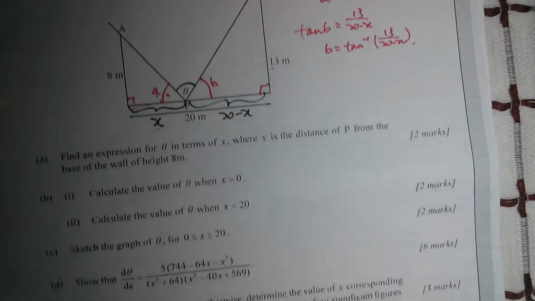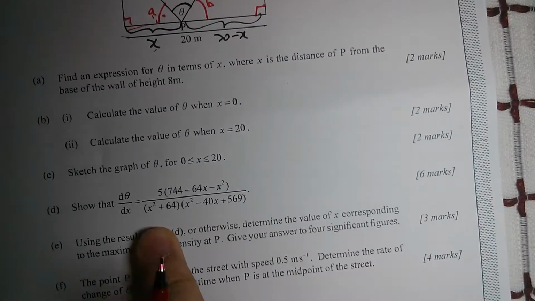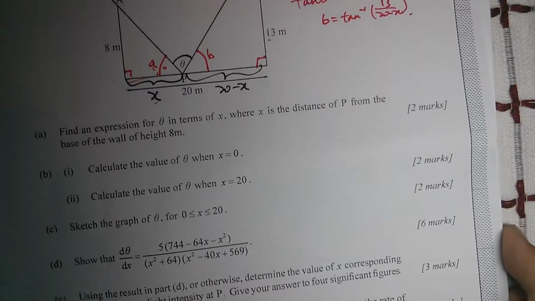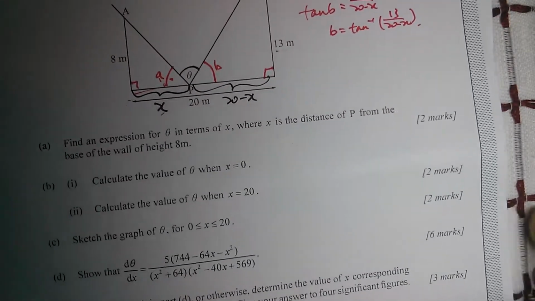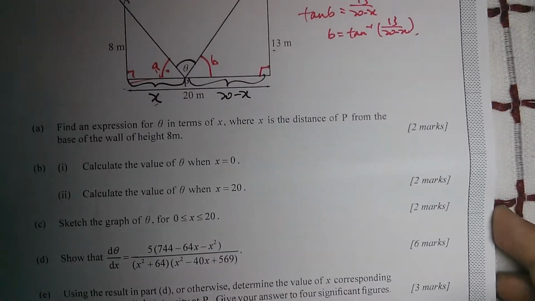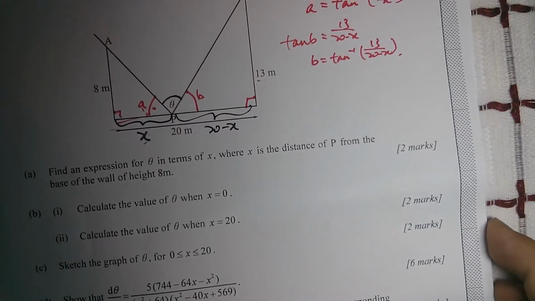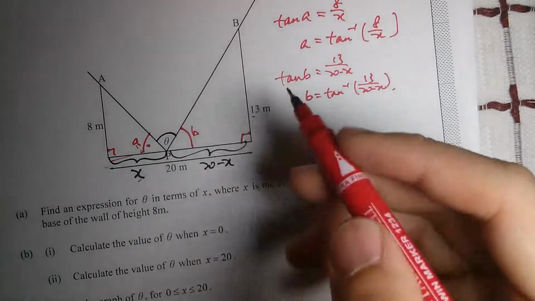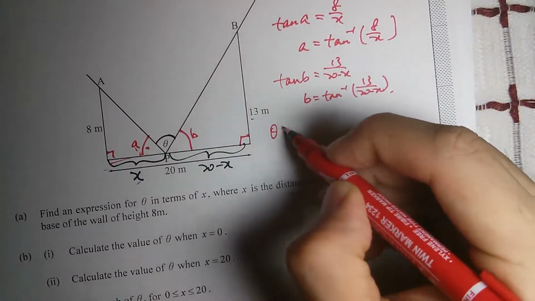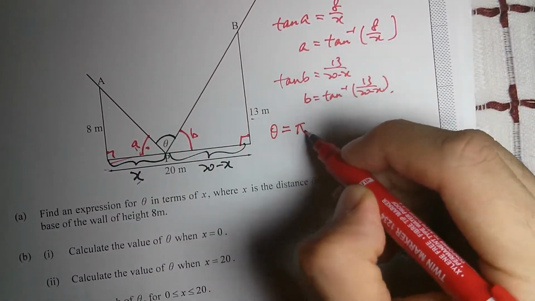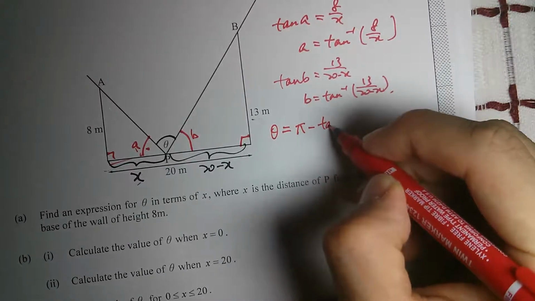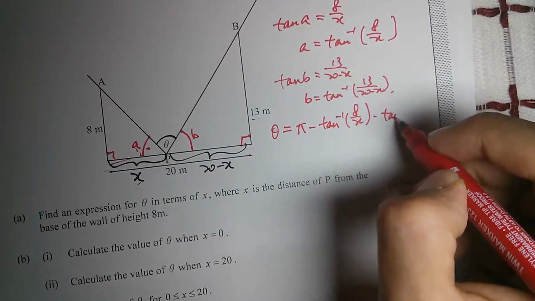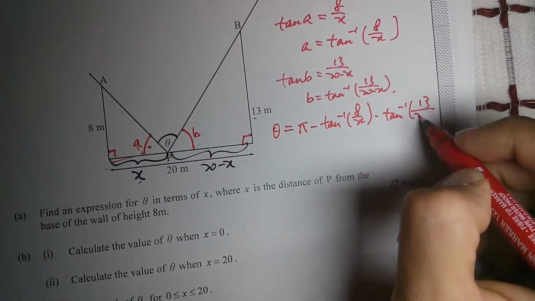But bear in mind that we will do differentiation in the coming parts. Whenever you do calculus, integration or differentiation, whenever you have angles, you must express them in radians. That's a basic rule. So instead of 180 degrees, we use pi. So theta is just pi minus arctangent of h over x minus arctangent of 13 over 20 minus x.